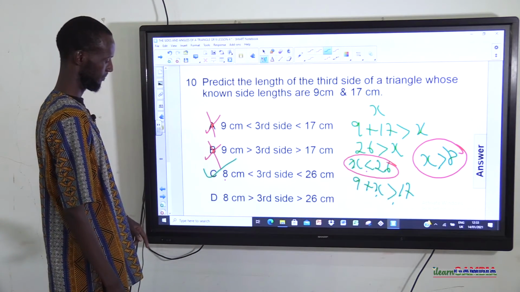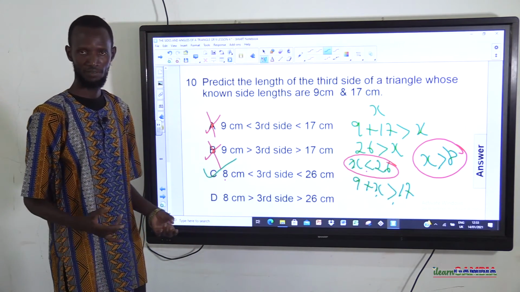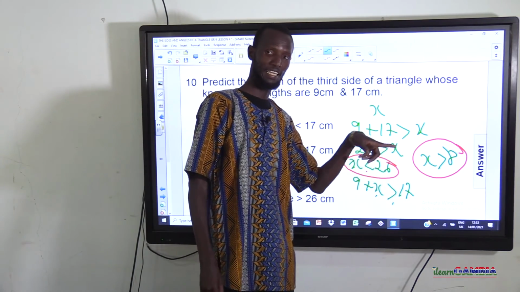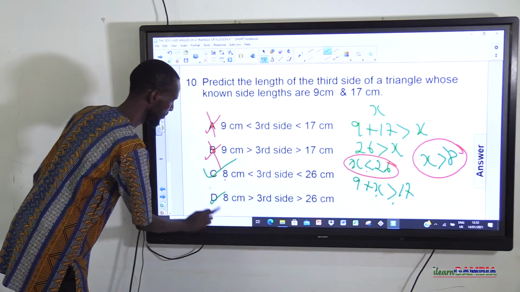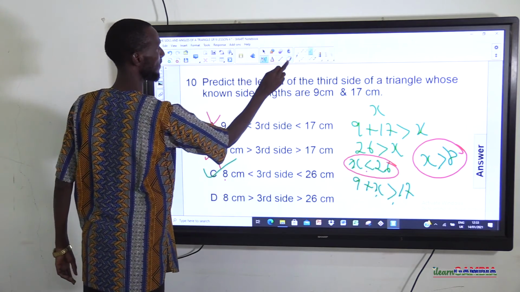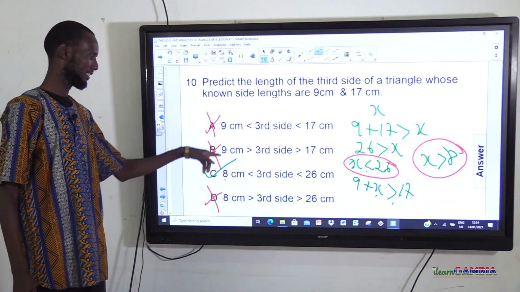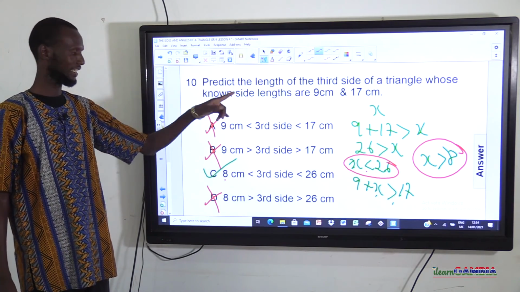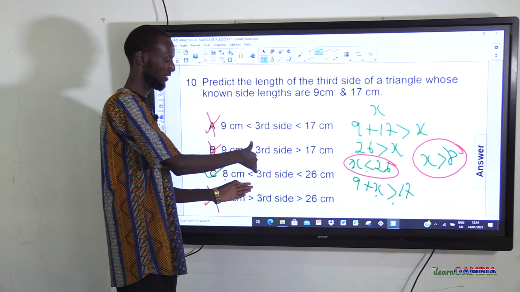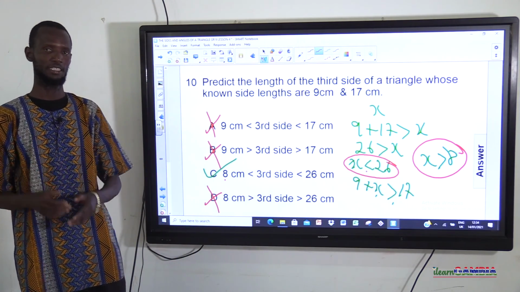How about D? Did we have 8 greater than our third side? No, we never had that. What we had was our third side greater than 8, meaning 8 less than our third side. So this is also out. Let me use a different color for that. That's out. So the only correct answer here is C, that 8 is less than the third side, and the third side is less than 26. So our third side here has to be a number greater than 8, but less than 26. Those are the possible values of the length for our third side here.